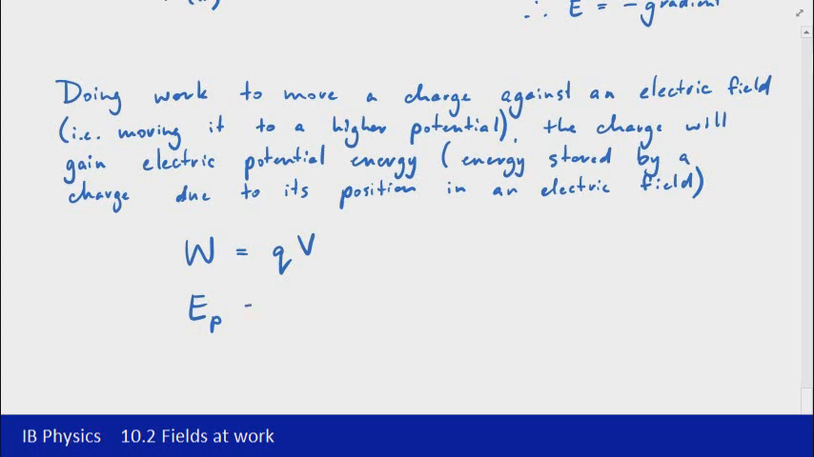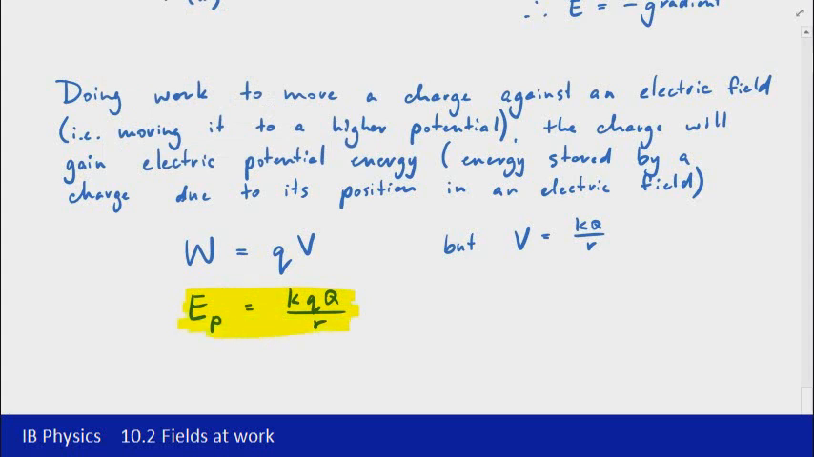Now, if you look at that expression Q times V, we've just seen that V is equal to kQ on r around a point charge. So we can make that substitution. Instead of writing V, we can now write kQ on r. And so this equation then becomes kQQ over r. So there's our electric potential energy around a point charge.